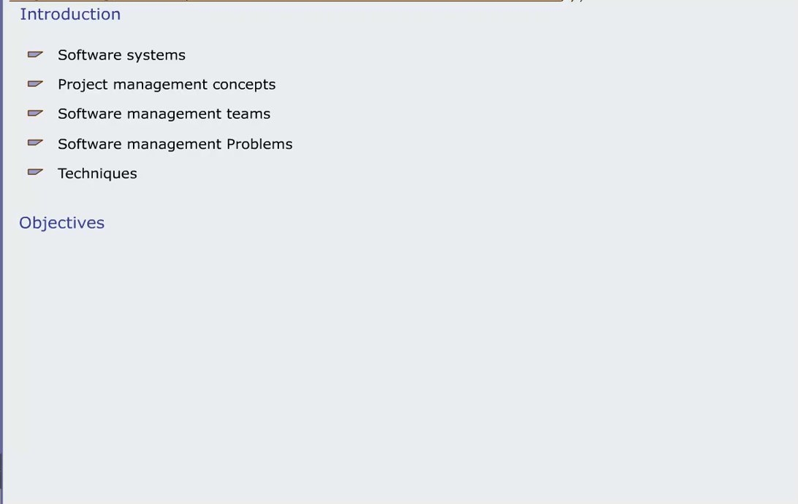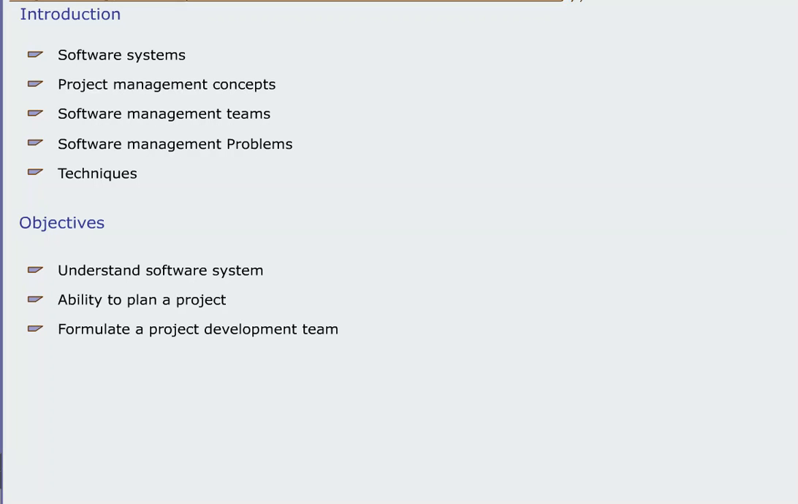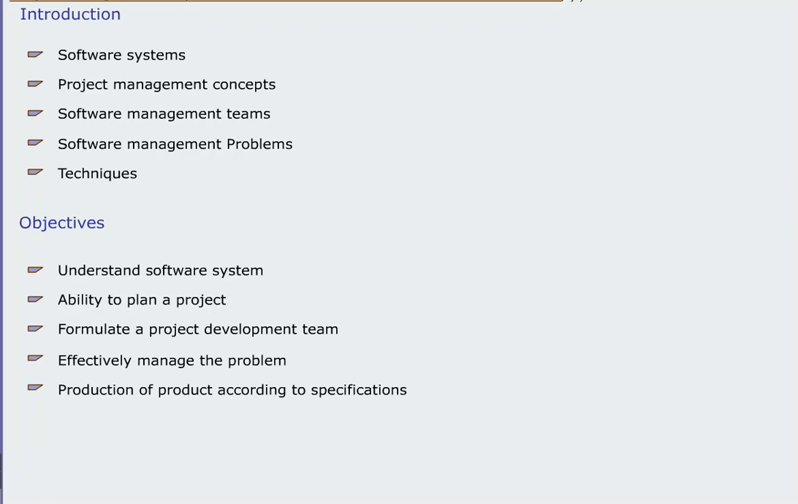Objectives of this unit are to develop an understanding of software system and an ability to plan a project, formulate a project development team, effectively manage the problems, and produce a product according to the specifications.